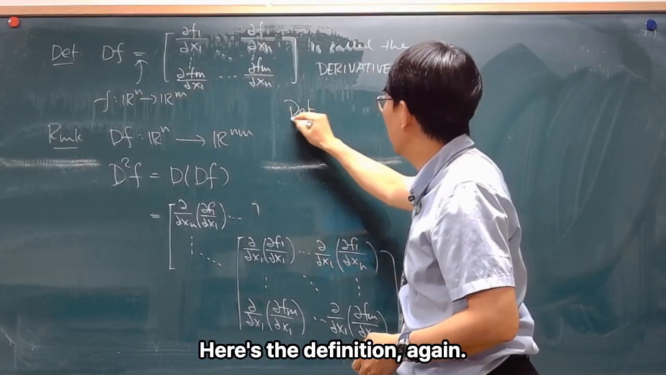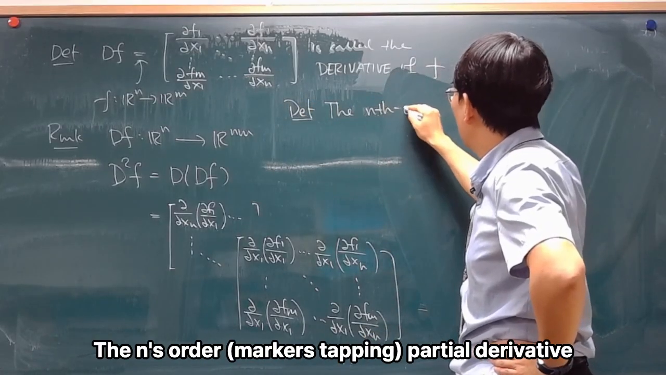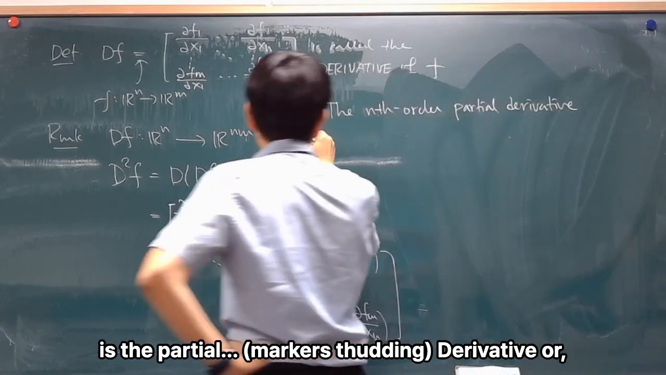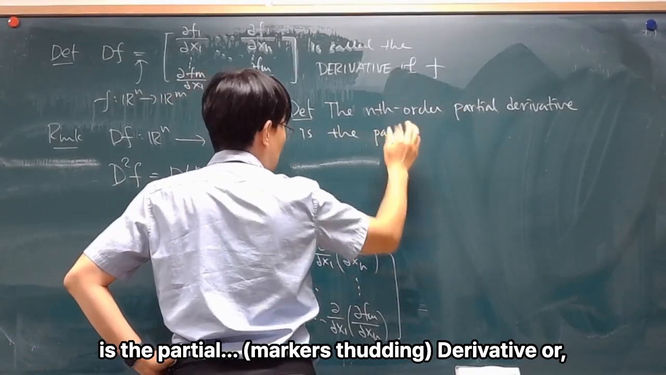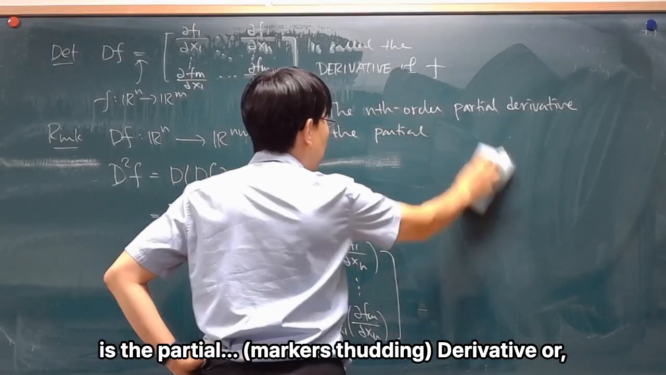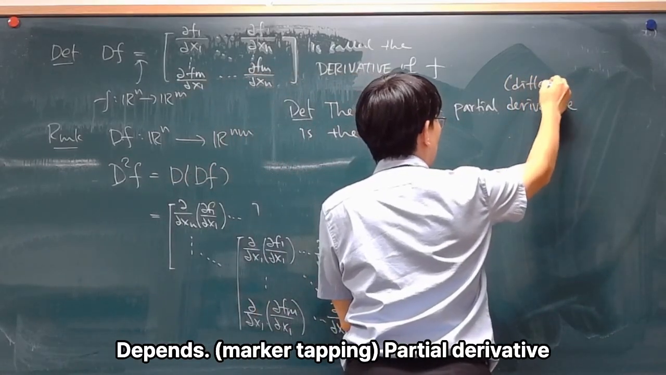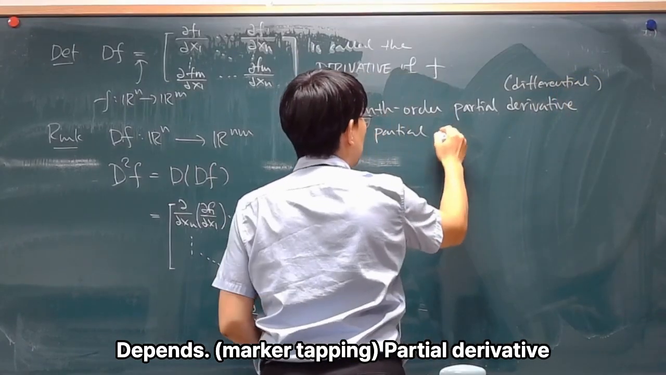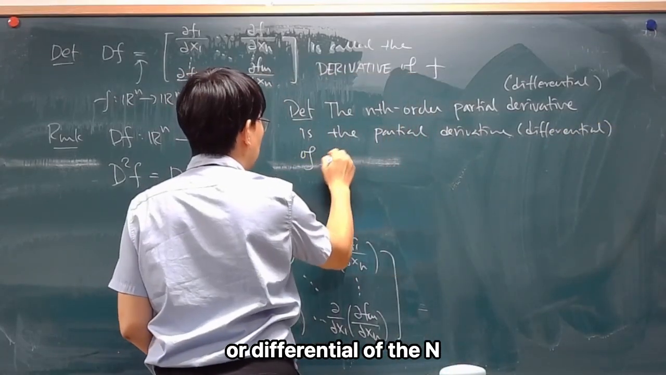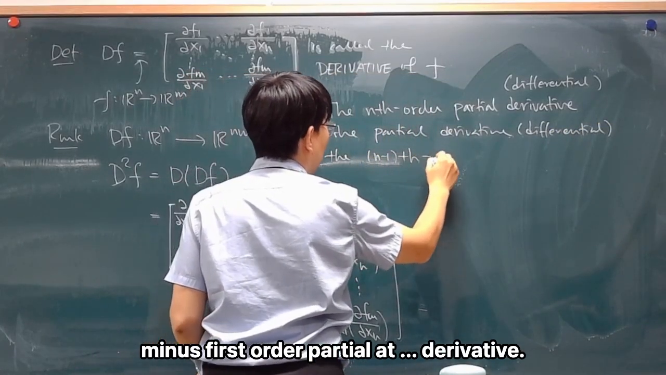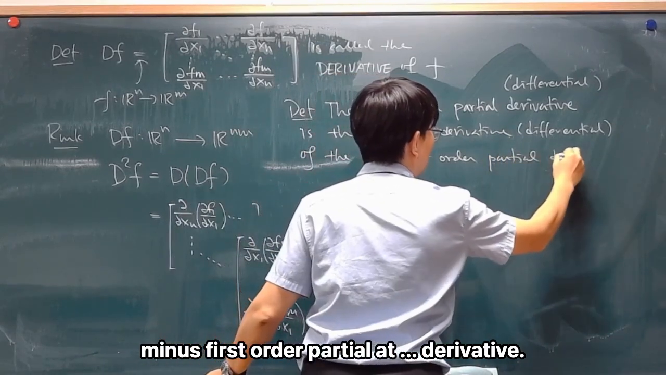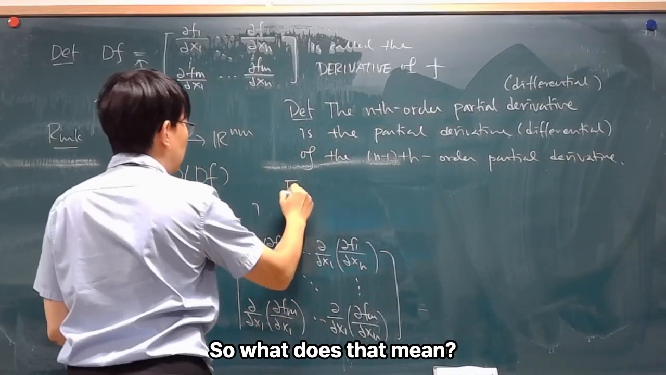Here's the definition again. The nth order partial derivative is the partial derivative, or it could be a differential, depending, of the n minus first order partial derivative. So what does that mean?